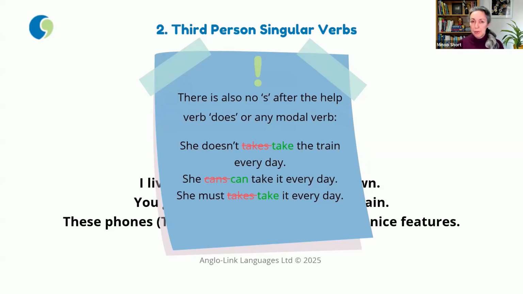And with modal verbs, for example, can and must, there is no S anywhere. Not on the modal verb, not on the verb that follows the modal verb. So she can, not cans, she can take it every day. She must take it every day, not she must takes.